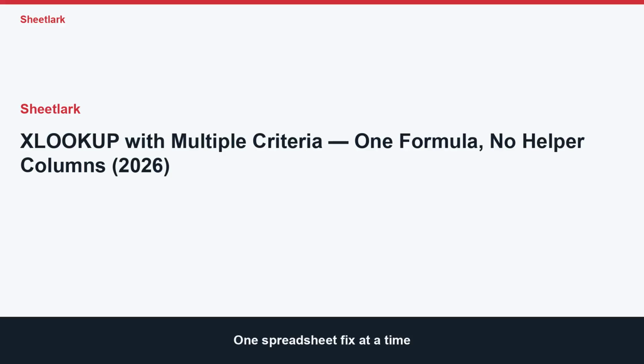Need to look up a value that only exists when two things are both true, like the sales rep for a specific region and product? Most people add a messy helper column. You don't have to. One XLOOKUP formula, no helper column, no concat. Let me show you the 2026 way, and the one time you should not use it.